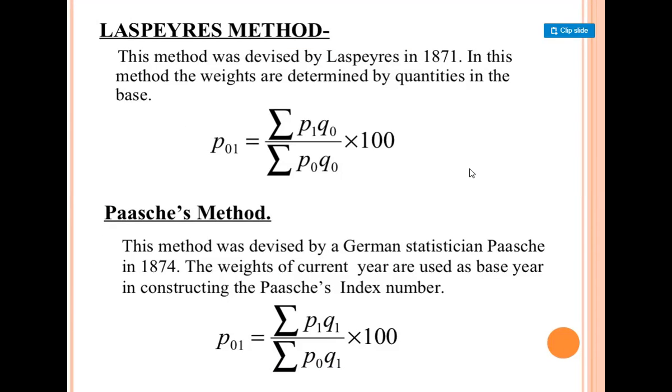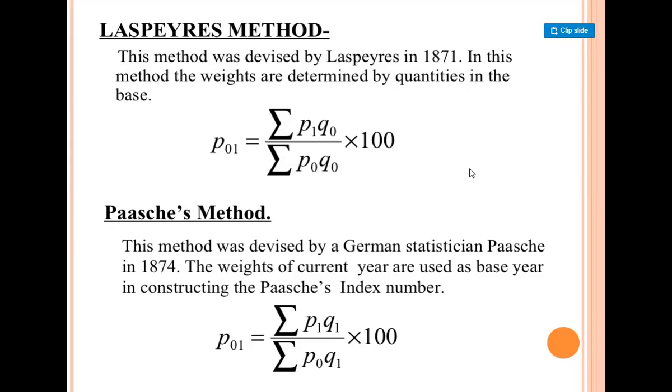Now here, P1 is what? The current year price. P0 means the old year or base year price. Then Q0 is the old year quantity, or base year quantity. So with the help of base year quantities, current year price and base year price, I have to define this formula. So Laspeyres index number P01 is equal to summation P1 Q0 by summation P0 Q0 into 100.